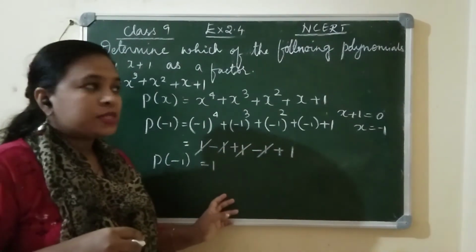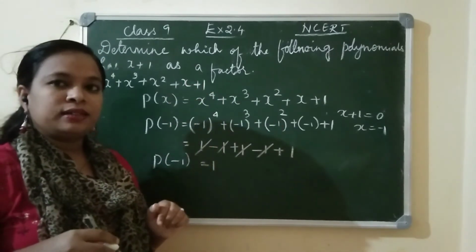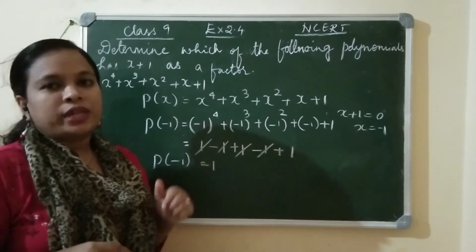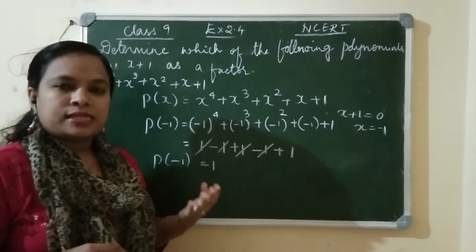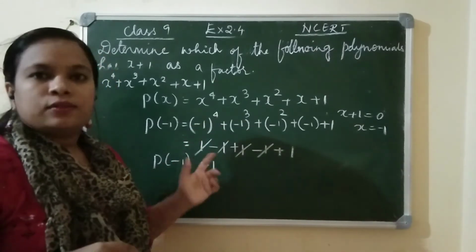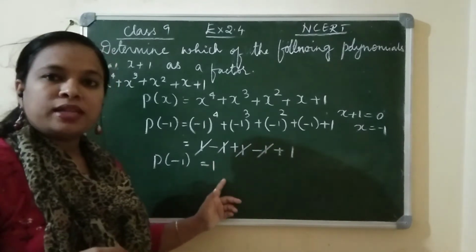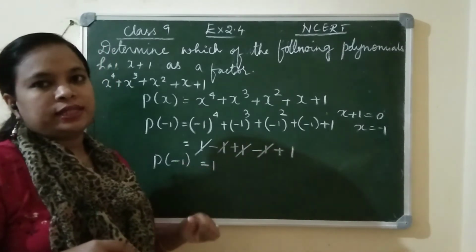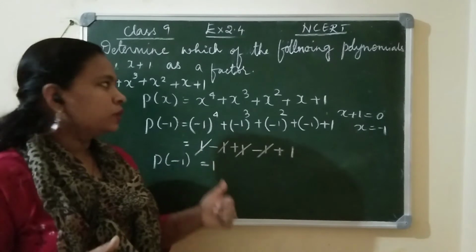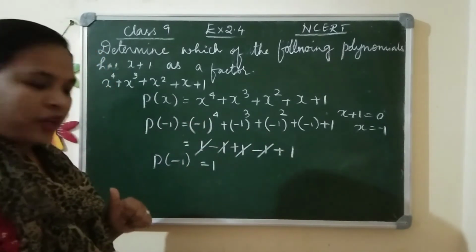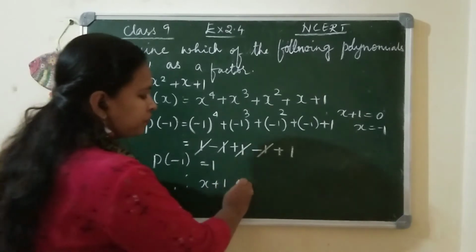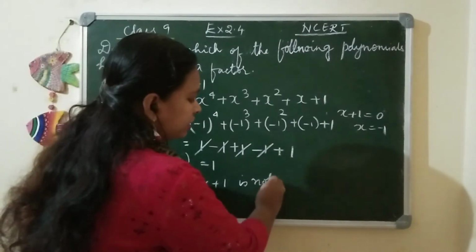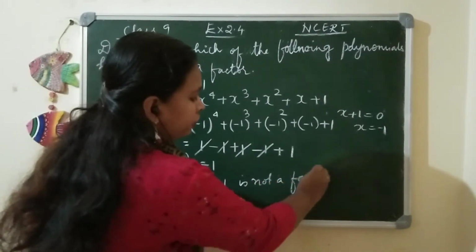So now can you say this x plus 1 is a factor? No, you cannot say that x plus 1 is a factor. What's the reason? Yes, the reason is you are getting the remainder as 1. Only if you get the remainder as 0, we can conclude that x plus 1 is a factor. So now you can conclude, therefore x plus 1 is not a factor of p of x.